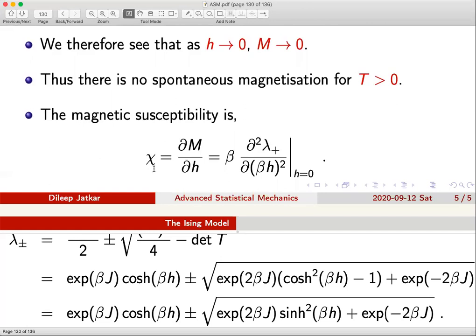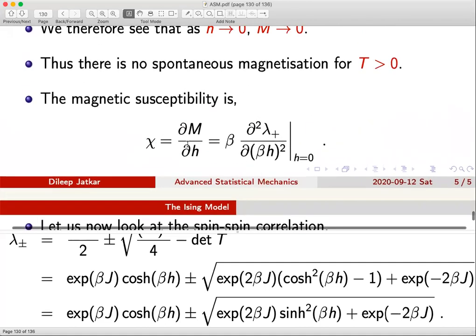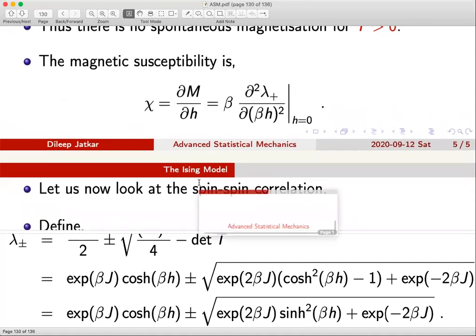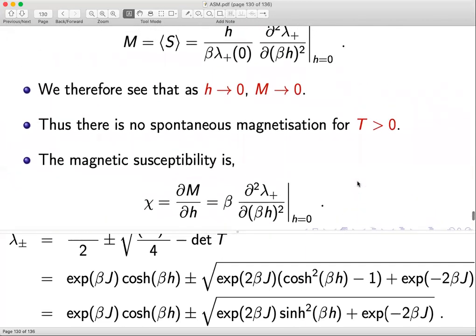Okay, so what you find is that the susceptibility, of course, is non-zero. It depends on how the eigenvalue depends on H in the neighborhood of H equals zero. Okay, so that is the susceptibility. The next thing that we would do, but maybe before that, any questions here?